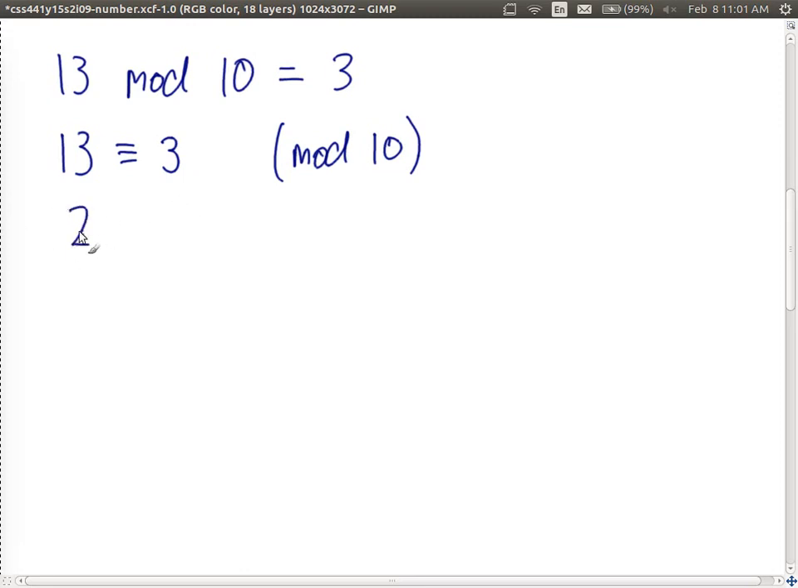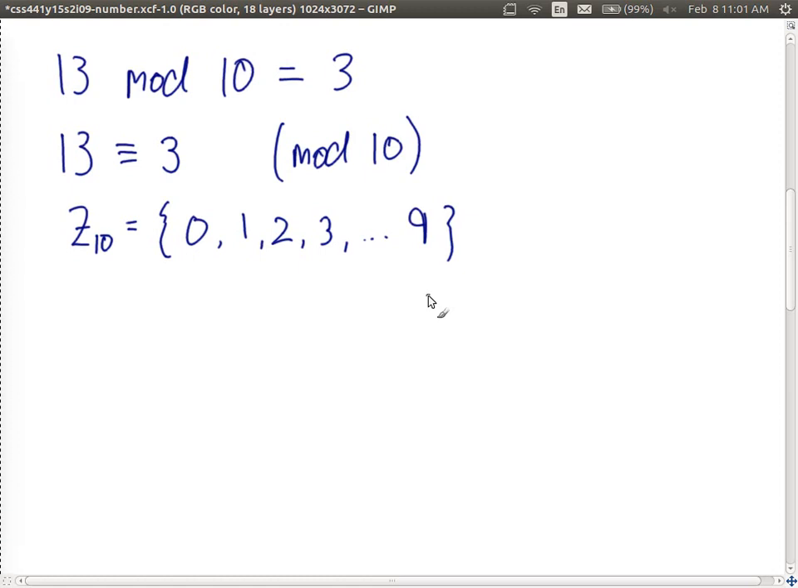In the set Z10, the answers go up from 0 to 9. So when we're doing mod 10, the answer is always between 0 and 9.